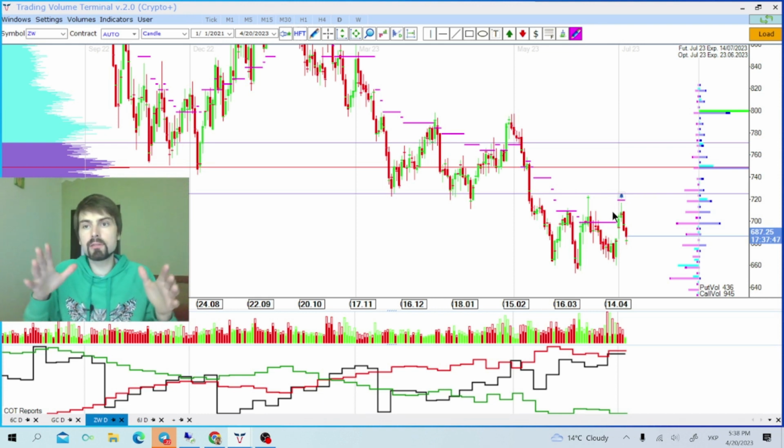I hope these indicators will be useful for you traders, and you will be much more informed about what is happening inside the market to make better decisions.